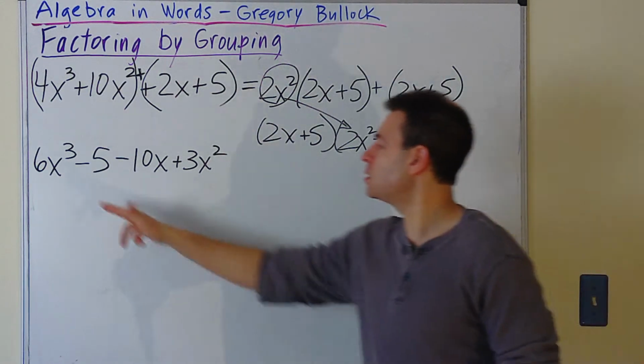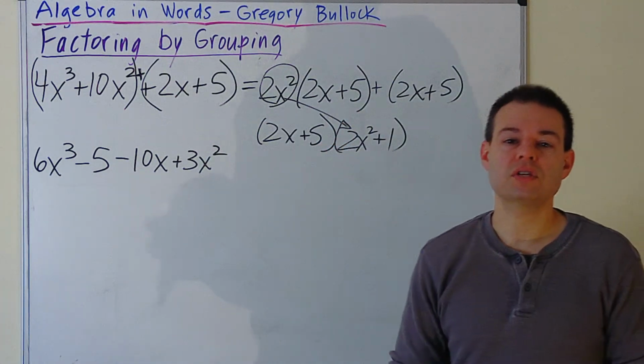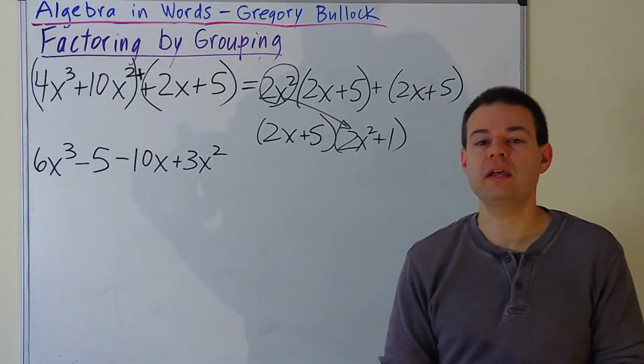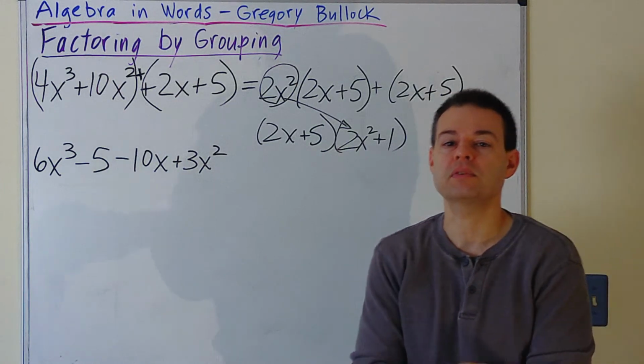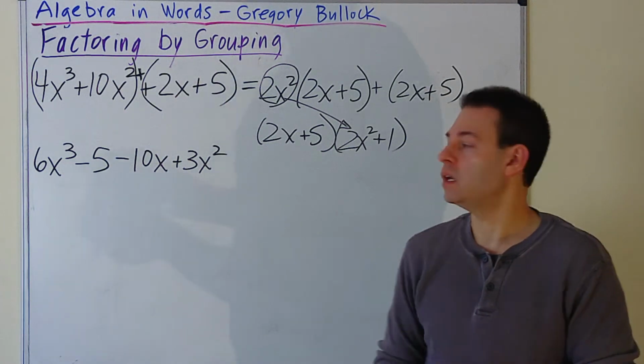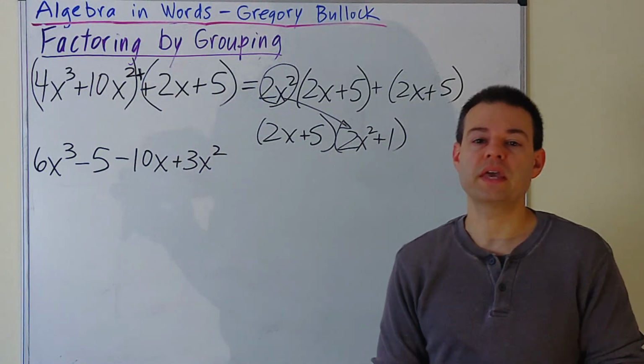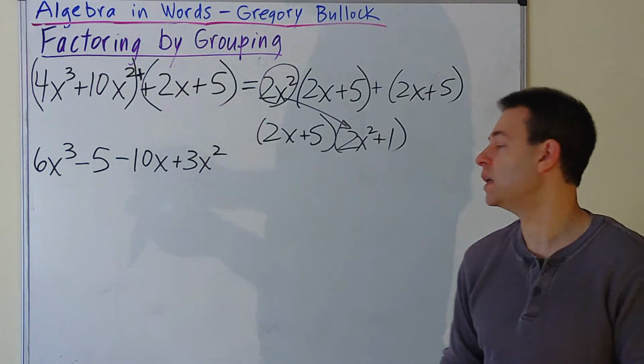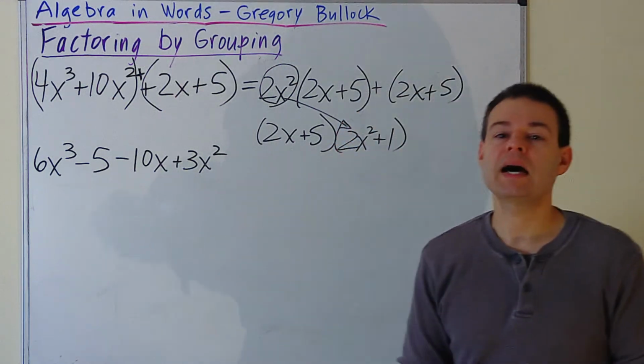Okay, so now let's go to the next one. I purposely chose this one because it's going to be a little more complicated and it's going to test us on all the possible steps. So remember, the first step is to always ask: is it in descending order, where the exponents go down from left to right? And if you look, it's not.